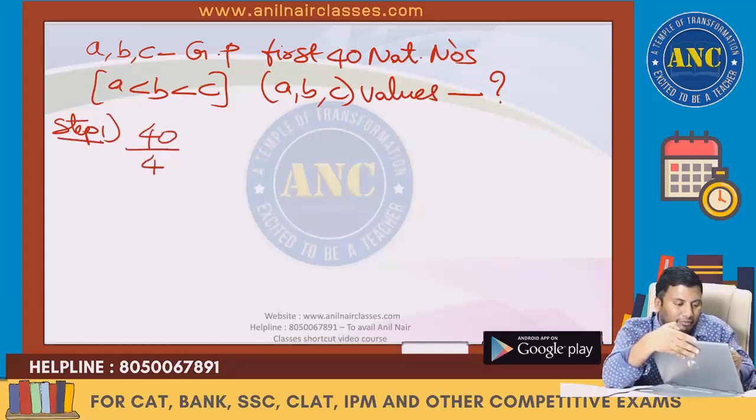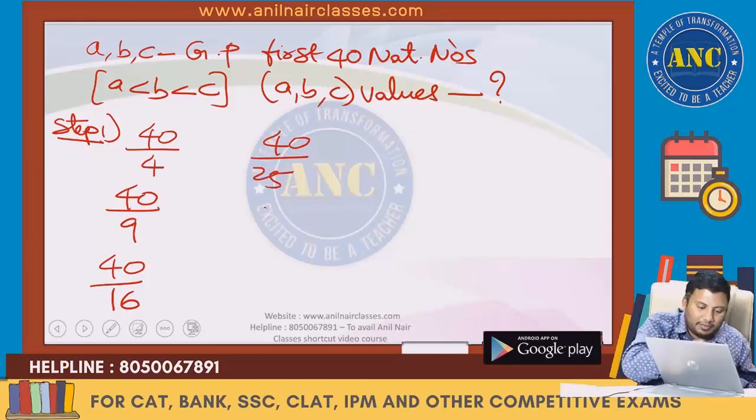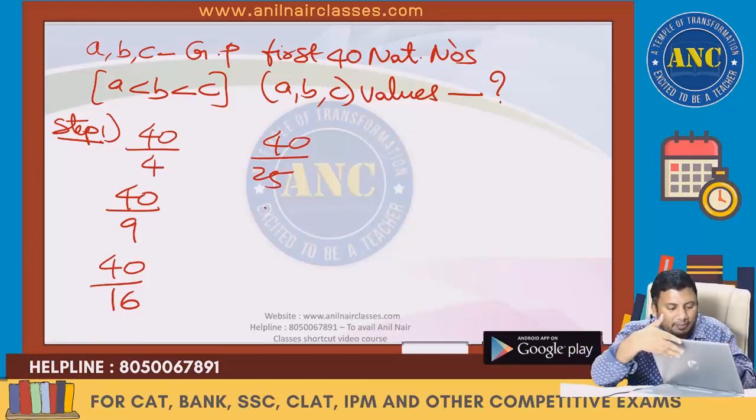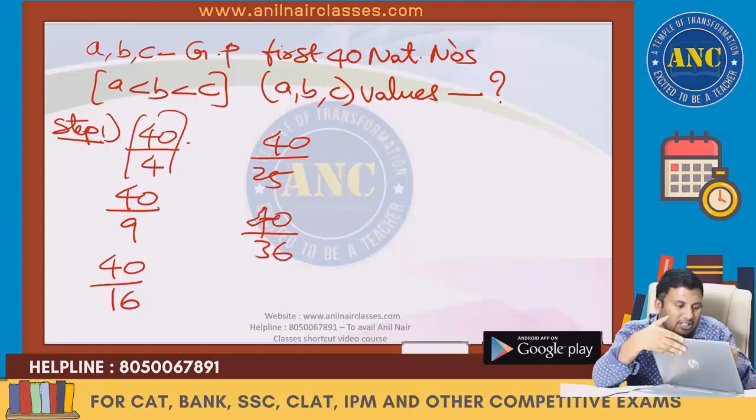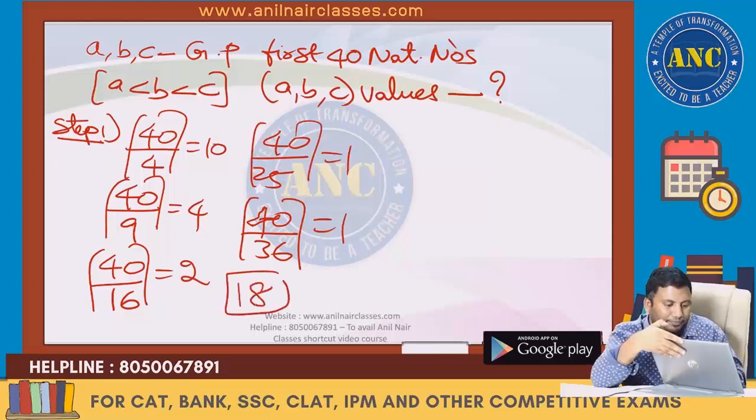40 divided by 4, there is no confusion here. 40 divided by 16, 40 divided by 25, 40 divided by 36. All integers, if there is any decimal, ignore it. These are nothing but 4, 2, 1, 1. Total 14, 16, 18 cases we got here.